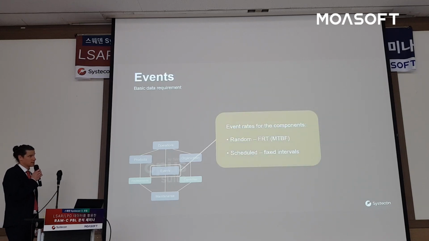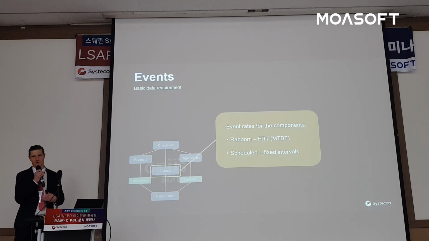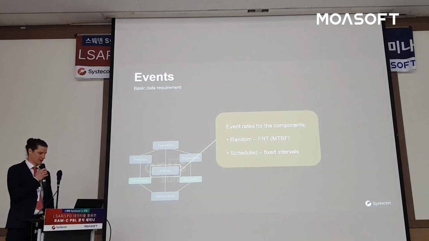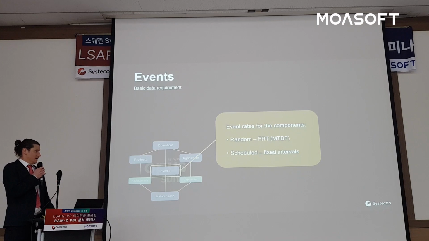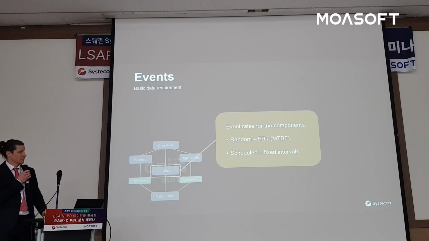When it comes to the events, you don't need any events actually, but then it's not so interesting. If nothing happens to the system, you will have 100% availability, and it's not much of an analysis. But in real life, there will be failures, so we need to give failure rates or mean time between failures, where 1 divided by MTBF is the failure rate. And it can also be, as I said, scheduled or fixed intervals for maintenance.